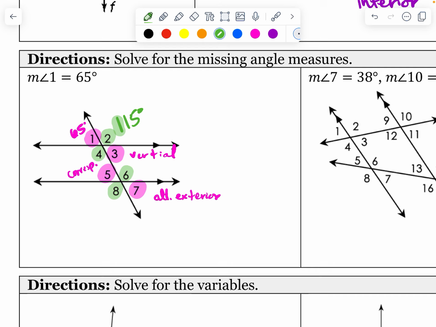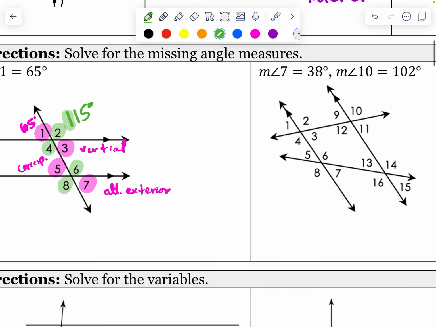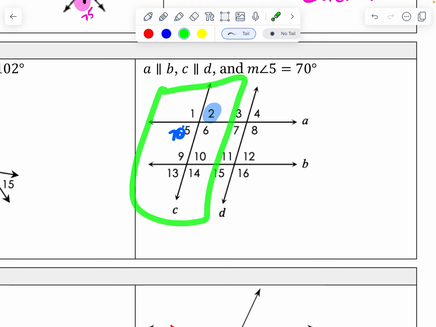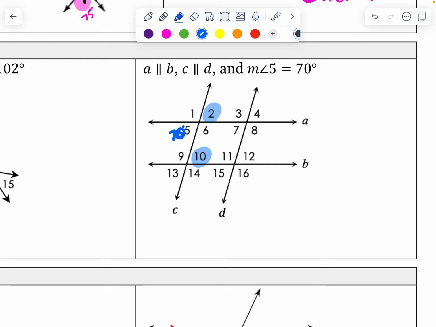Linear pairs, same side exterior, all of the above. It's like a little puzzle. Okay, now we're back here. 5 is 70. What else is going to be 70? 2 is going to be 70. I am just looking at this side right now, okay? 2 is going to be 70. 10 is going to be 70, and 13 is going to be 70. All of those are going to be 70 degrees.